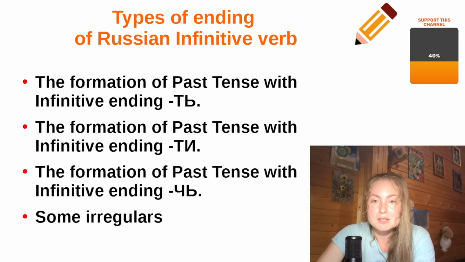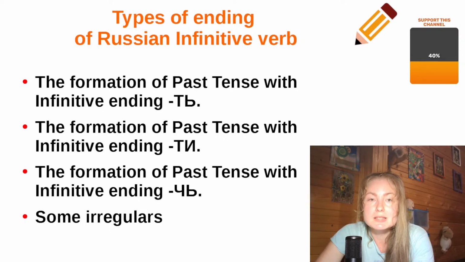So what happens in the past tense? So first you need to know from which infinitive you produce the past tense. And here in front of you, you can see a slide where you can see the types of ending of Russian infinitive verb. So the first type, it's the infinitive ending «ть». It's the most common ending. I think that 80% of Russian verbs end in «ть». So it's most commonly used in Russian language.